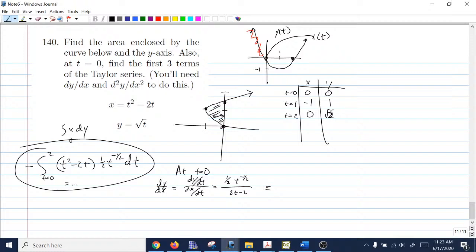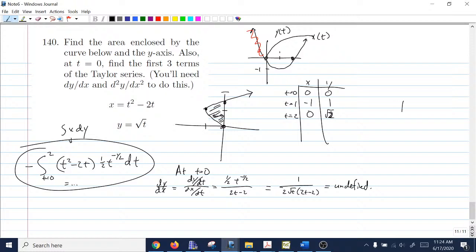So I'm getting 1 over 2 root t times 2t minus 2. Can I plug 0 into this? Can I take a limit at 0? No, I have no chance at all, right? Crud.